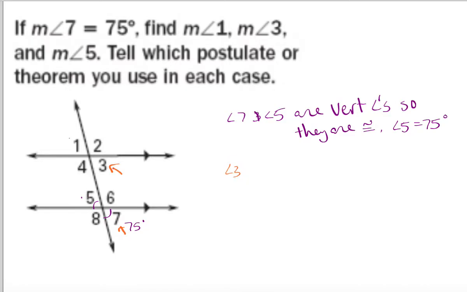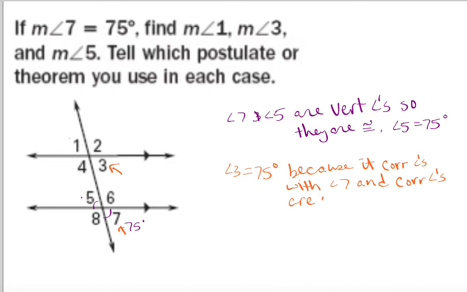So I know that angle 3 is 75 degrees because it is a corresponding angle with angle 7, and corresponding angles are congruent. So I'm not writing this as formally as I would in a proof, but just explaining how I know.